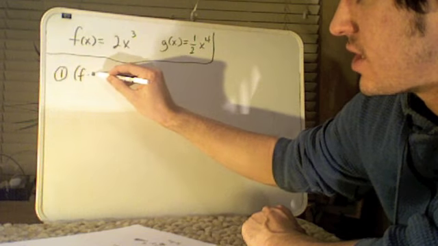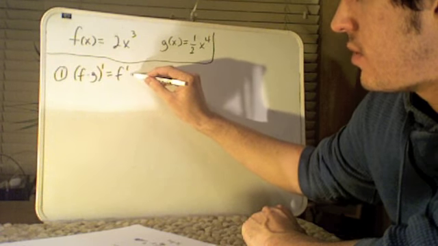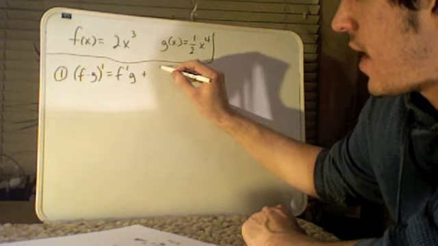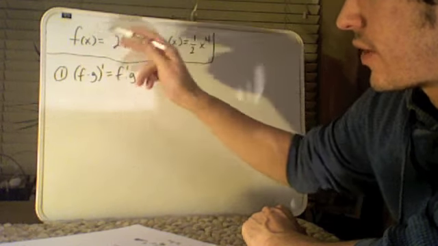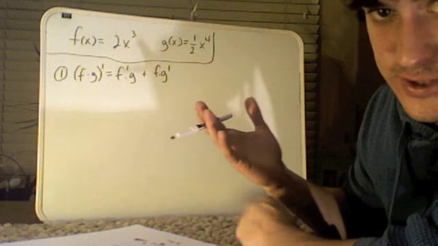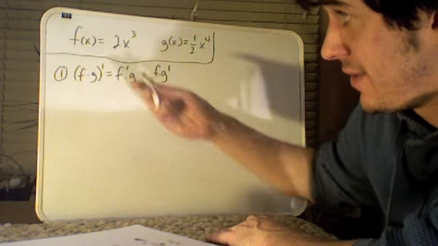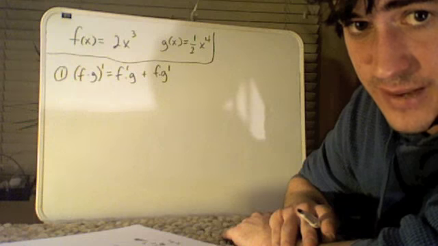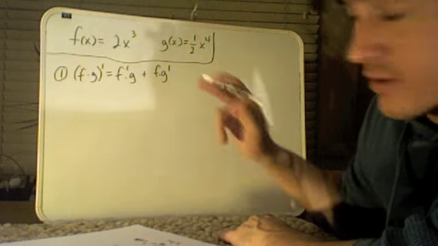F times g, prime, is equal to f prime g plus f g prime. Now notice I'm not doing the parentheses x. It's just mathematicians, scientists, they're all pretty lazy. And you don't have to write the x every time. That's more proper, but we're not going to worry about that here. So that's the first step.